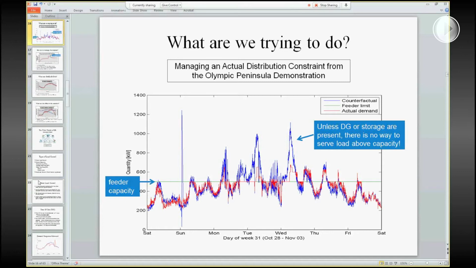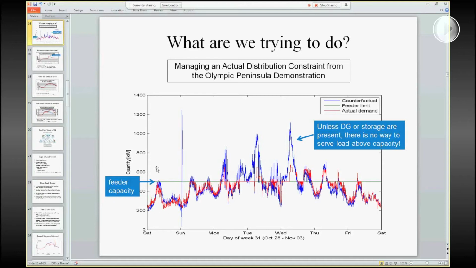But this was really the first demonstration that if you wanted to apply some kind of external constraint on the system, in this case a capacity limit, which is given by this green line right here, we could use a market mechanism to limit the load behavior in a way that would shift the load to be below capacity.